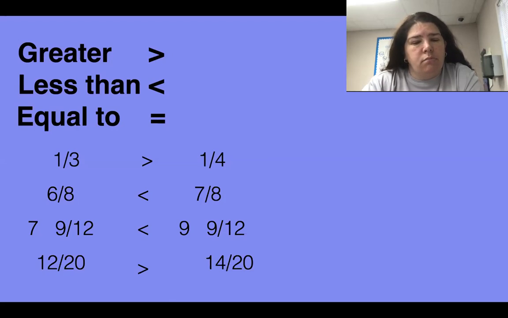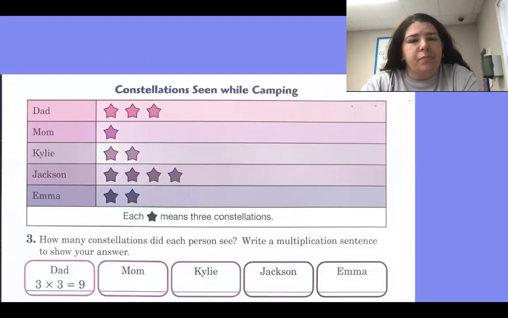Oh, that's the wrong sign, boys and girls. We should have a less than sign on there. Please excuse my mistake. All right, on your paper, we're on page 308. The constellation seen while camping.